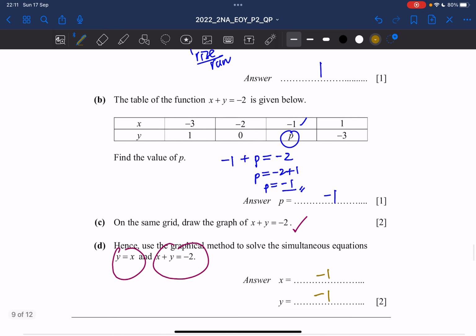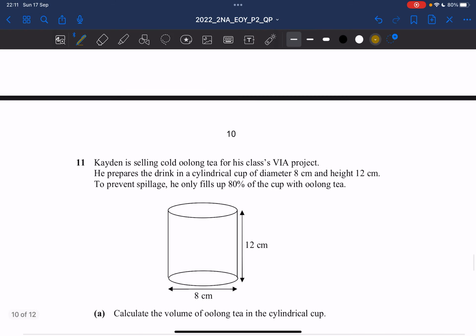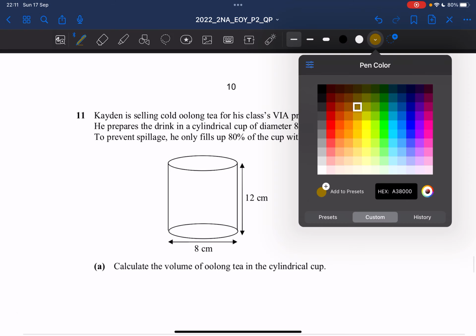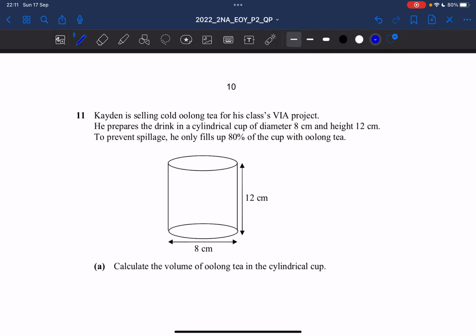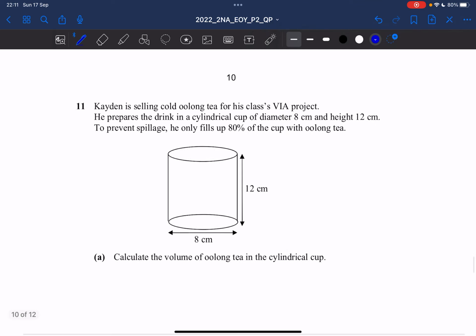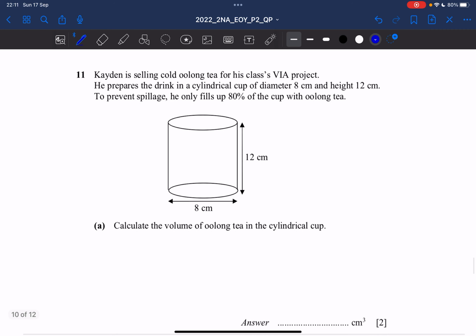Okay, so now let's move on to our next question. So this is question 11. Now, Kaden is selling cold oolong tea for his class VIA project. So he prepares a cylindrical cup, diameter 8 centimeter. So radius is 4. Radius equals to 4 centimeter.